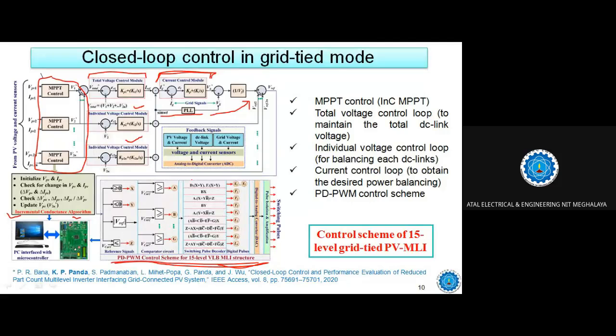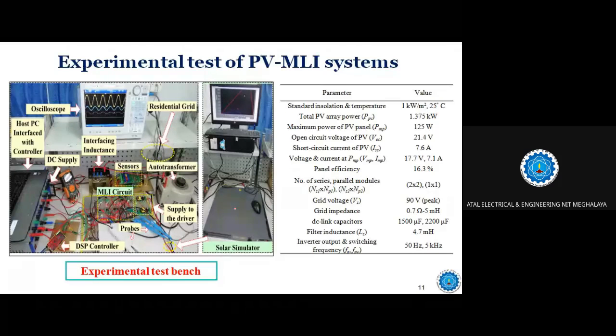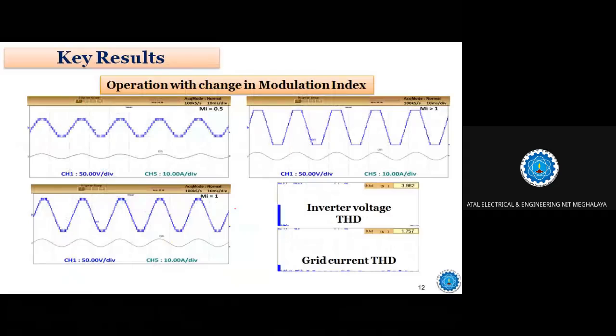So this is the PWM control scheme. The logic for how each switch gets its pulse is also written here, if you see. For each and every switch, we have mentioned the logic here. That is how it has been controlled. And if you see the experimental setup here, there are also some experimental results I have highlighted with respect to varying the modulation index.